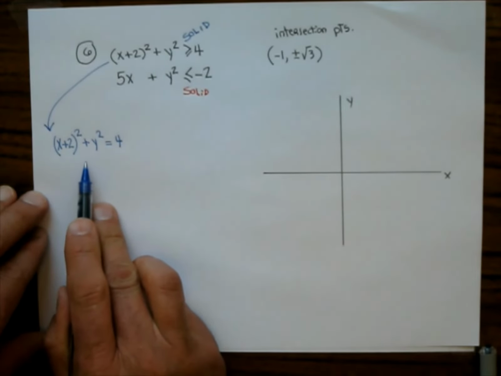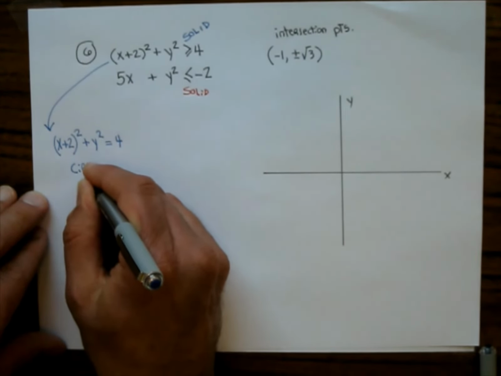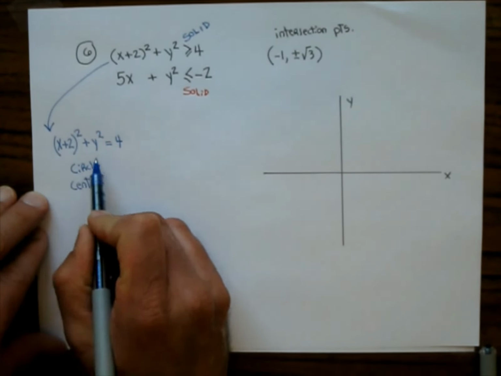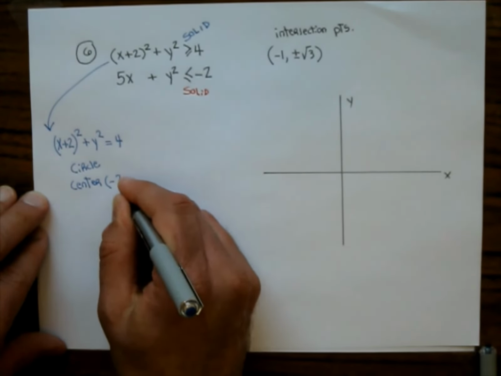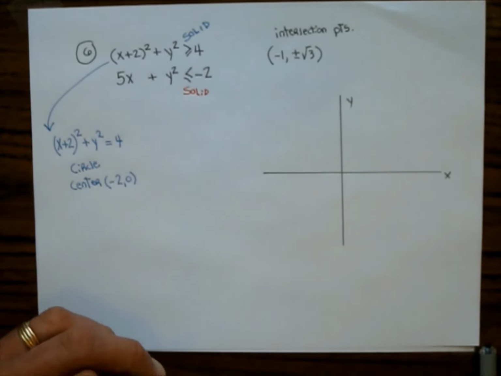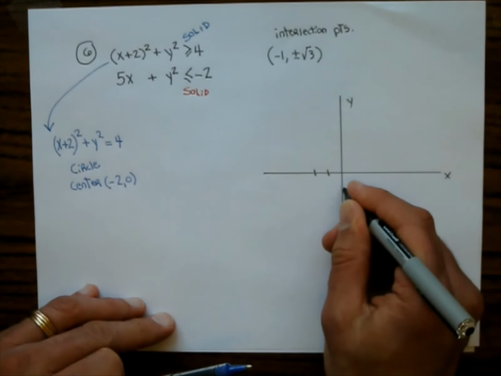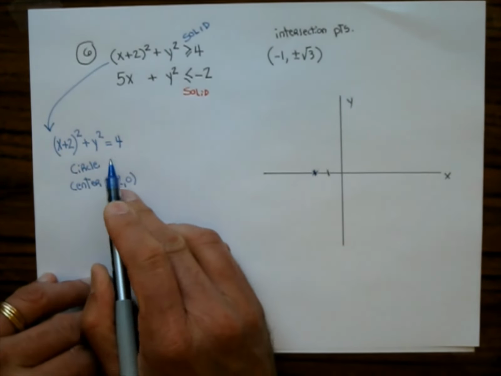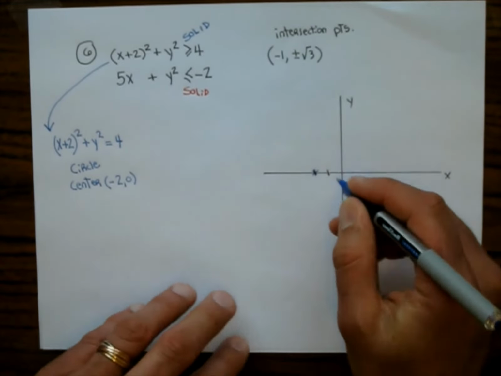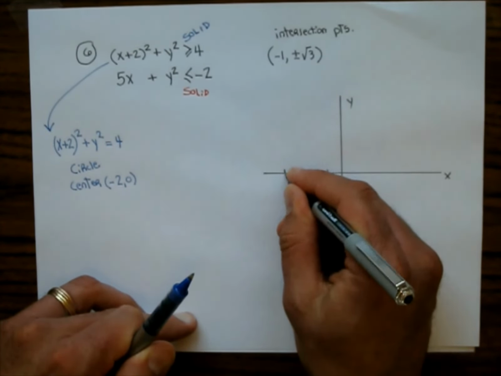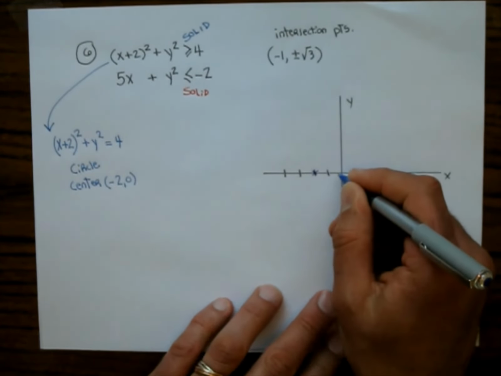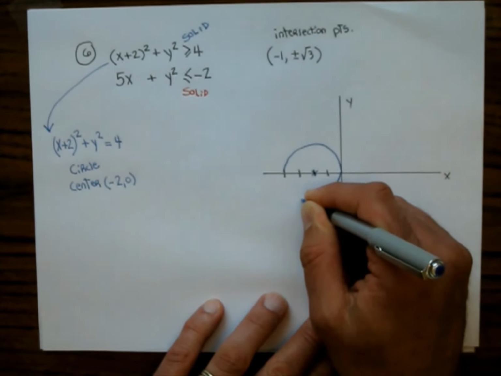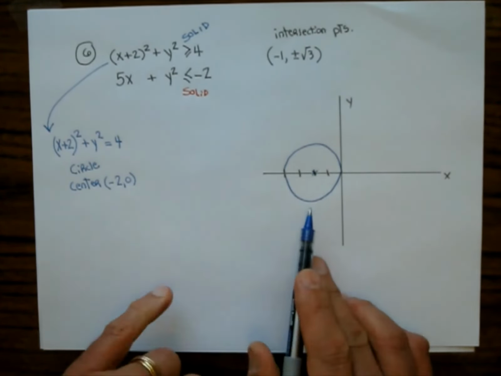Well, now, does that look familiar? It should. It's a circle with center, and we remember this is going back to the conic sections, -2, 0. So -2, 0, which is right there. Here's the center. And it has a radius of not 4, but a radius of 2. So it looks like this. And it's a solid line, so let's see if I can make this look kind of nice. Okay, so there's the circle.